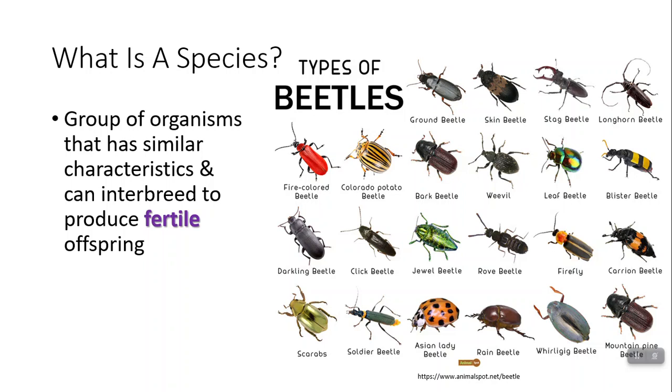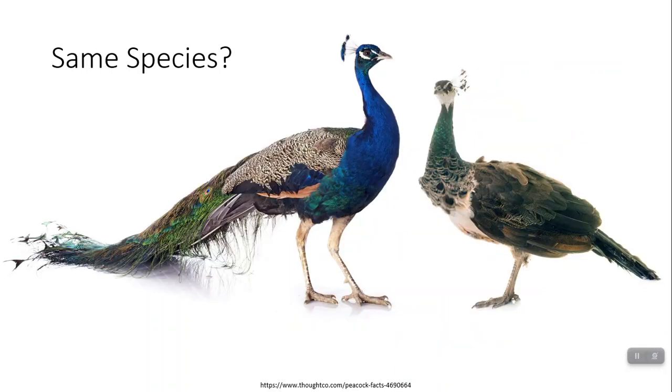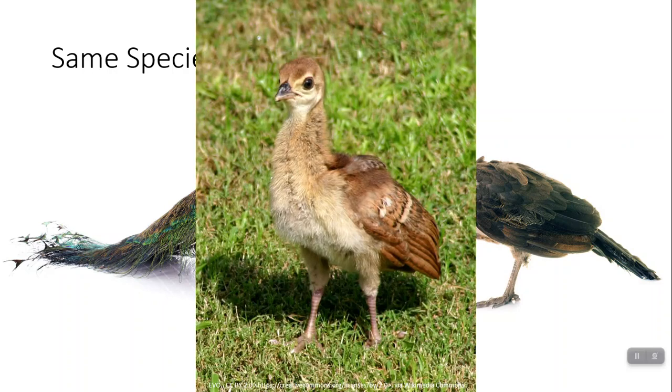Each of these different little beasties right here is capable of reproducing with other members of the same species and producing a sustainable population that can last. So let's take a quick look. Do these guys look like they're part of the same species? They may not look very similar, but they are because they're capable of producing these little guys, which are their chicks, and their chicks can grow up and then be fertile with other chicks of the same species.